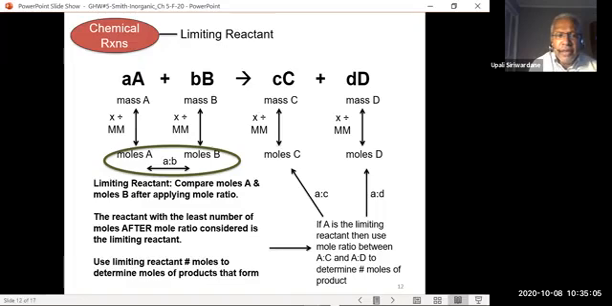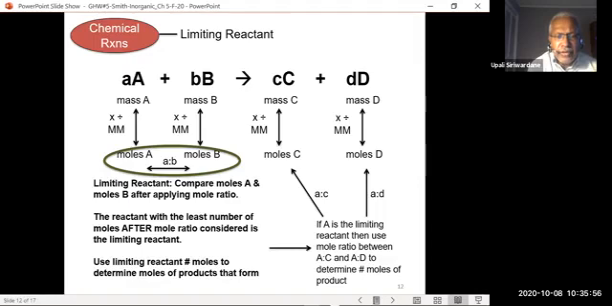Just like that, A and B require a certain ratio, but if one of them is less than the ratio, that one is limiting. To find the limiting reactant, compare the moles of A and B after applying the mole ratio. For example, A is 1 and B is 2. If you have 0.5 of A and 2 of B, then the limiting reactant is A because it doesn't have enough to complete the reaction with B. B will remain behind unreacted, and A will be used up. The reactant with the least number of moles after the mole ratio is considered is the limiting reactant.